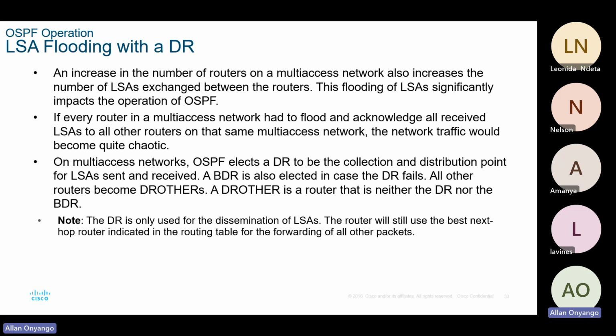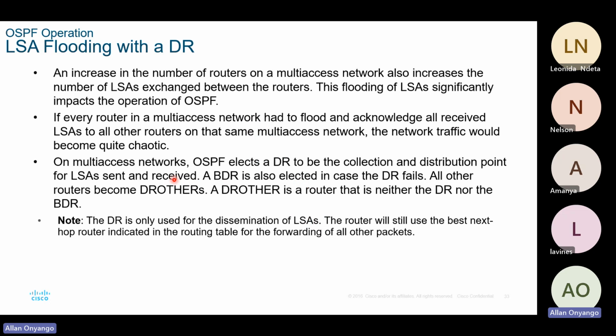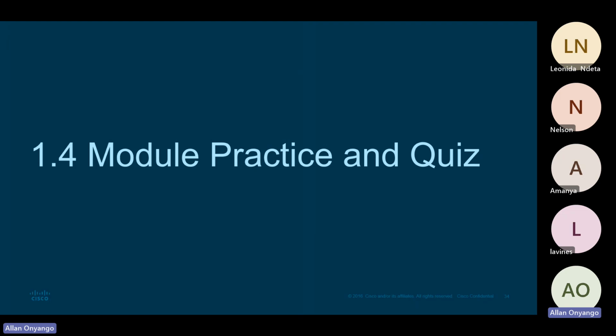We call them the link state advertisements. They are sent and they are received. But we elect a BDR for whenever the DR fails. And like I told you, any other router that is not the DR or the BDR, we call it the DROTHER or DR other. DR other, okay? It is neither the DR nor the BDR, right? So that is very, very important. And that is the end of that.